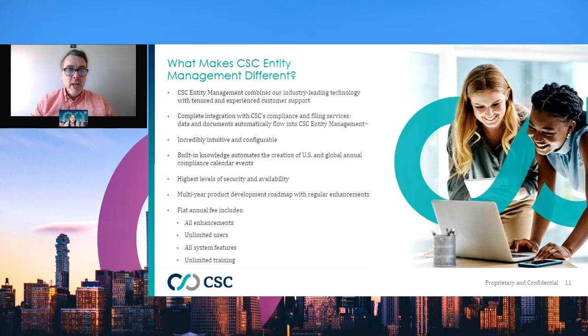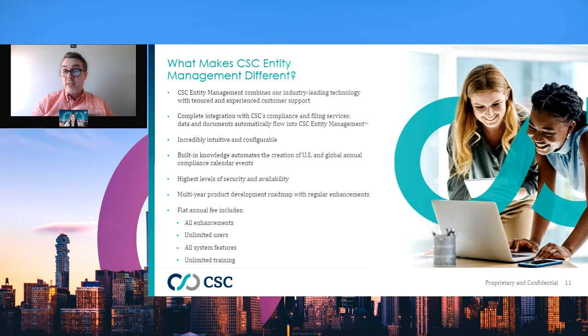And then the last point, which I think is also really critical, is how we bring our application to market. When organizations subscribe to CSE Entity Management, there is an annual subscription fee, but it really unlocks everything. So it includes unlimited users, unlimited data and document storage, unlimited training, unlimited ongoing support. It includes all the features. It includes all the upgrades, and this serves to be a bit of a distinguishing capability versus some of our key competitors in the entity management software space.